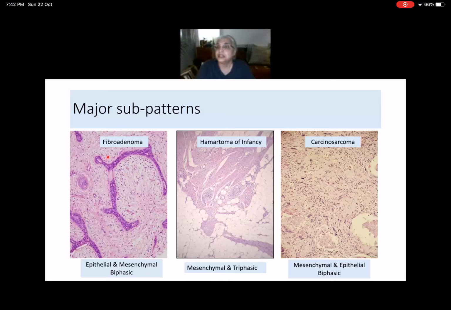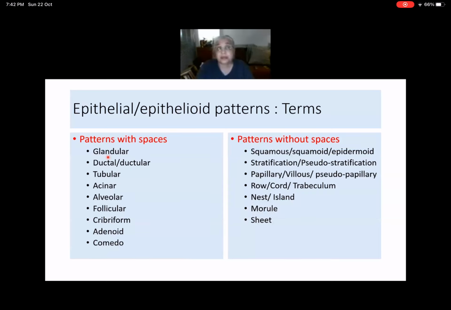And let me tell you that in a carcinosarcoma, you will learn it as you go along, the sarcoma is not a true sarcoma. It is a carcinoma that has become spindly. Okay, so that's what a carcinosarcoma is. Now if we are talking about epithelial and epithelioid patterns, then we have to know that there are patterns with spaces and patterns without spaces. Okay, and I've shown you what are the patterns without spaces.